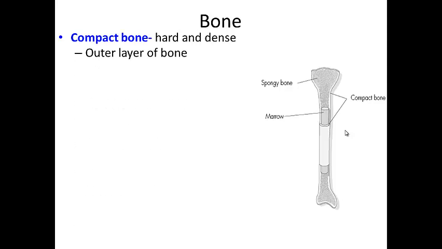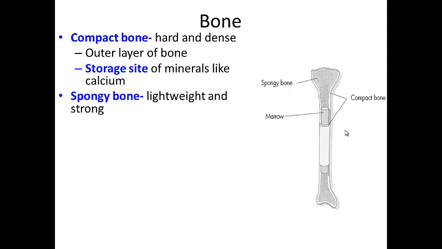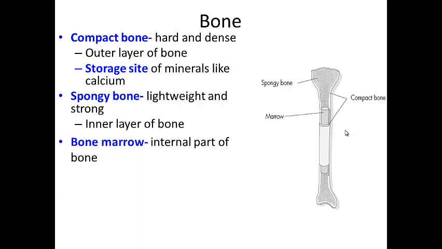This is hard and dense. This is the site where minerals are stored, such as calcium. The whole bone isn't made of compact bone, but rather most of it is actually made of spongy bone. This is because this is more lightweight, but yet still strong. Spongy bone isn't soft like a sponge, but it has holes like a sponge. This makes the inner layer of the bone.